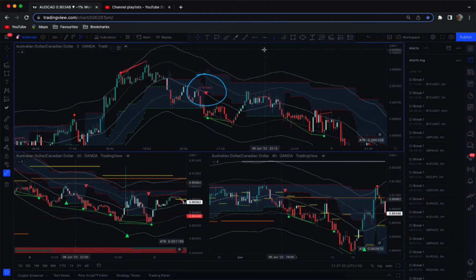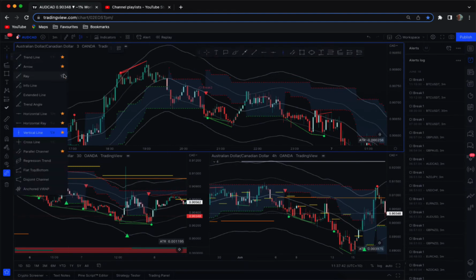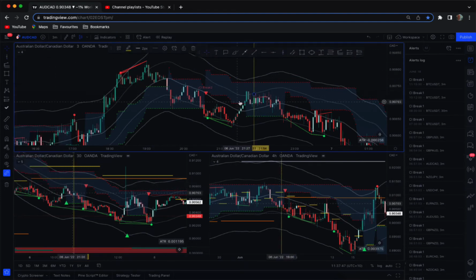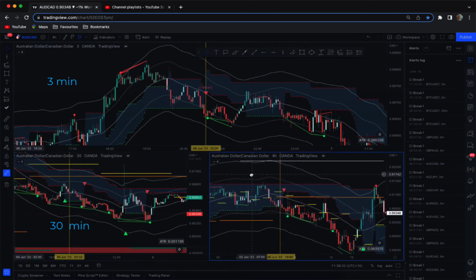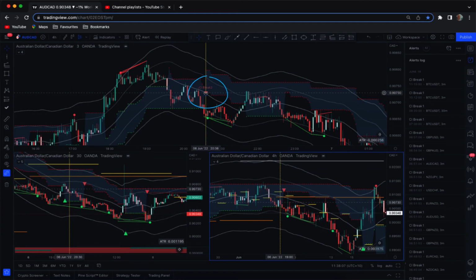First thing to do is grab this vertical line tool. I've set it up in my favorites bar over here, vertical line, and you can set your favorites by starring them. Grab the vertical line and pull it through your signal. Make sure that you click this thing down here, bottom left, so that it transfers the drawings onto all charts: 3-minute chart above, 30-minute left bottom, and 4-hour bottom right. This is where the breakout occurred.